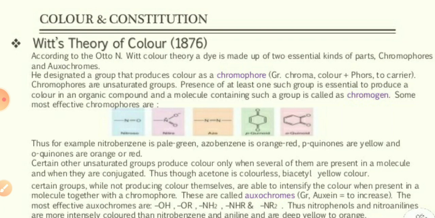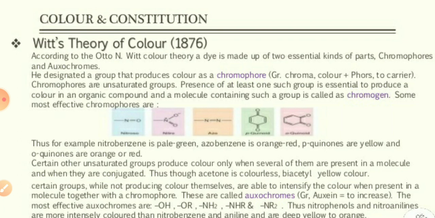So there are some auxochromes which are present with the chromogen, and they are not directly associated with the color, and they do not produce color themselves. But they are able to intensify the color when they are present with the chromophores. Groups like OR, OH, NH2, NHR, and NR2 are auxochromes.